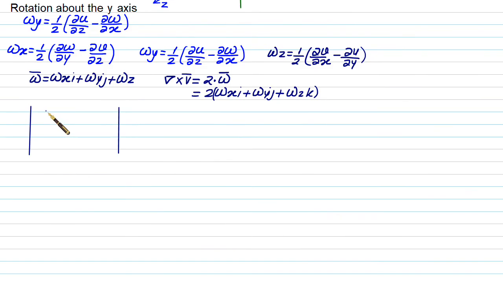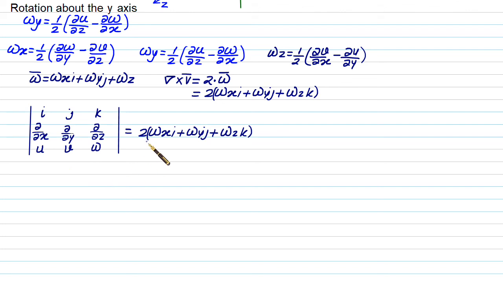To write the curl, I will select here i, then j, then k, then del is written as del del x, del del y, del del z, and we have 3 components of velocity u, v and w. This value you have to equate with 2 times the omega vector. So this curl you have to equate with 2 times omega x i plus omega y j plus omega z k. Let's solve here the coefficient for i, and we'll equate this value. So for i, I will get del w by del y. Second term is always negative, it is del v by del z.